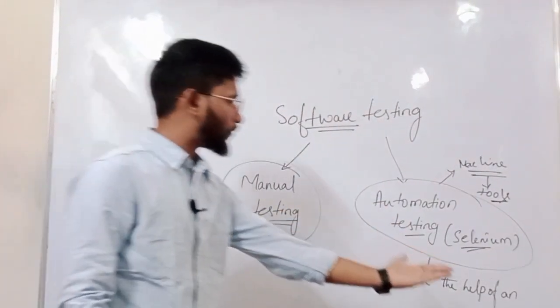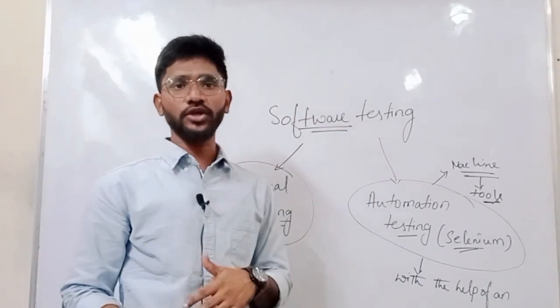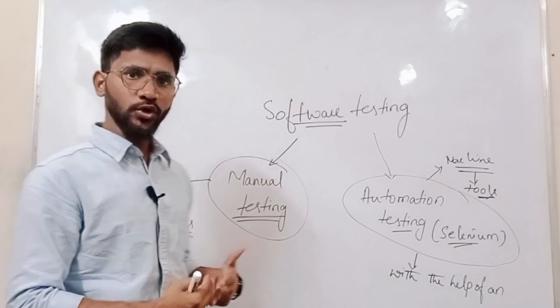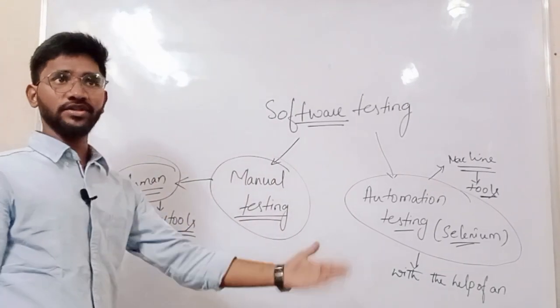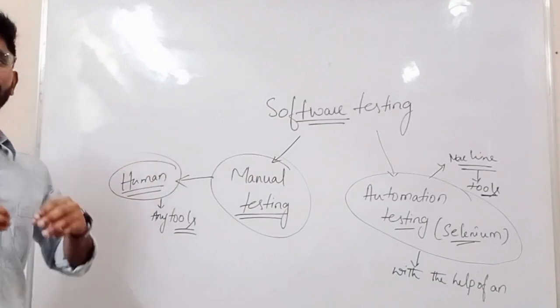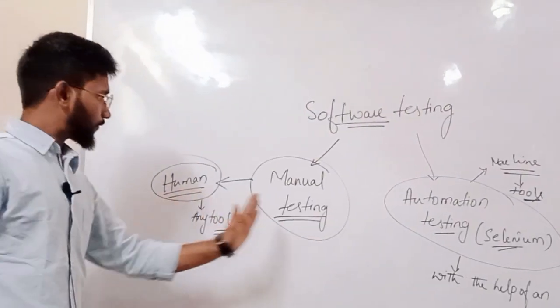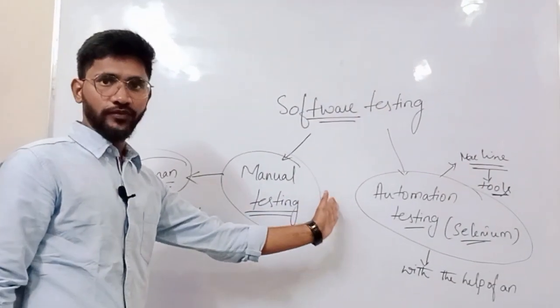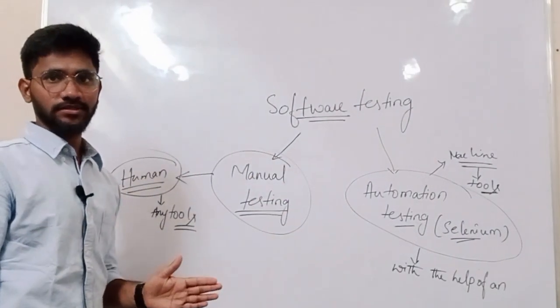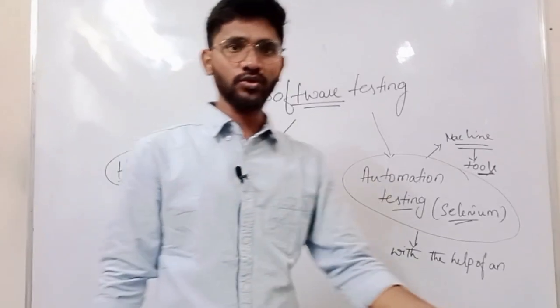Sir, do we have only one tool? No, sir, we have n number of tools: QC, ALM, Tosca and UiPath. In manual testing, you don't need to use any tools. If you want to learn automation, or anything else, manual testing is the fundamental. You need to know the basics.